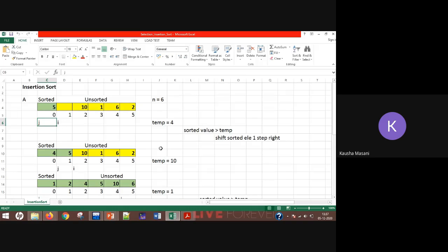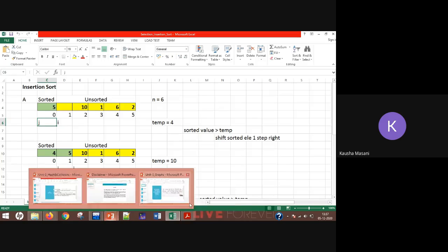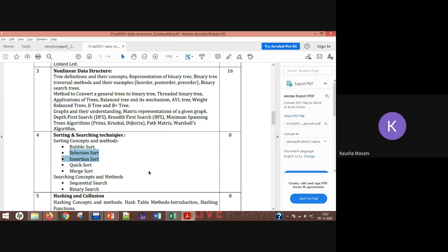Fine. See, we are starting with your new topic, that is of insertion sort. Okay. Insertion sort. Listen to me first. See, your insertion sort works on the principle of dividing your array into sorted list and unsorted list.